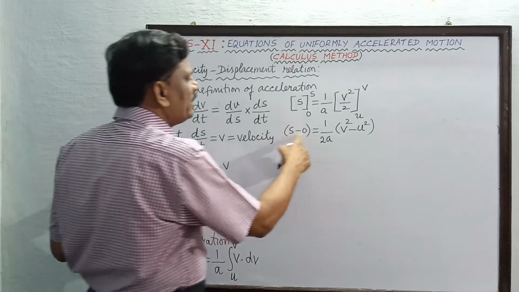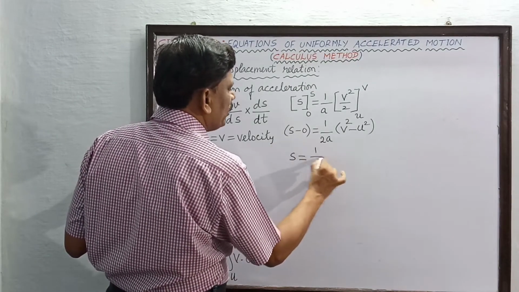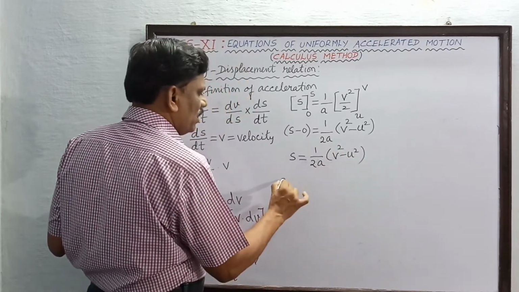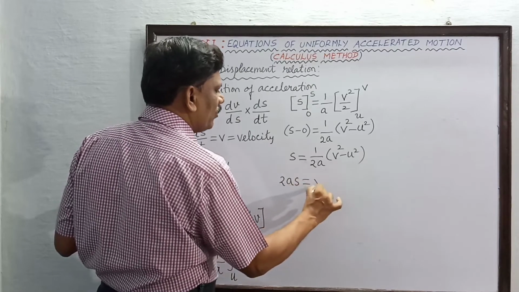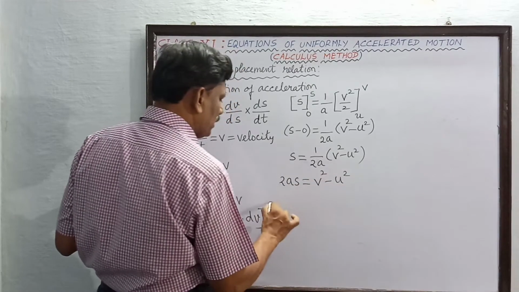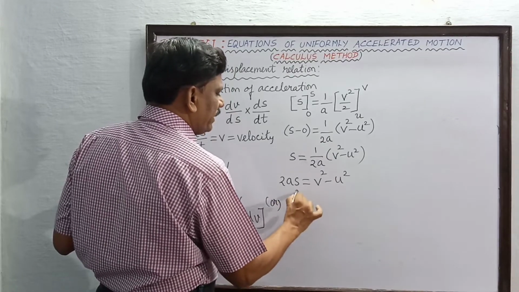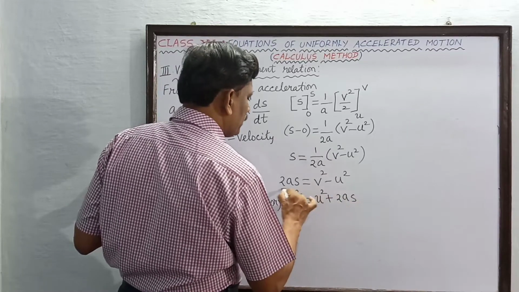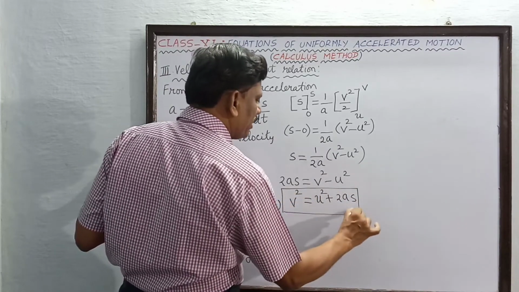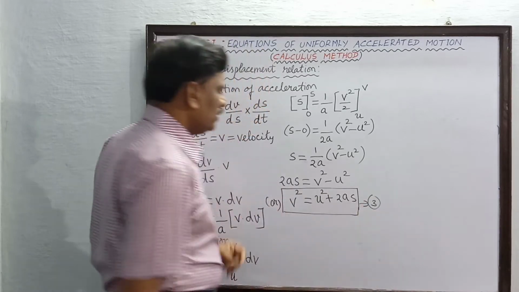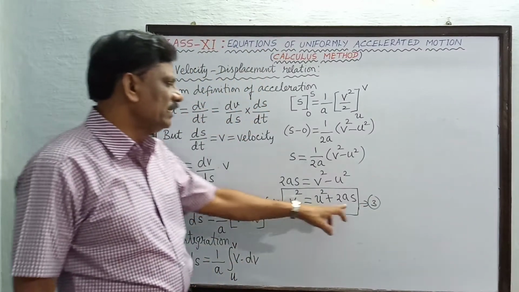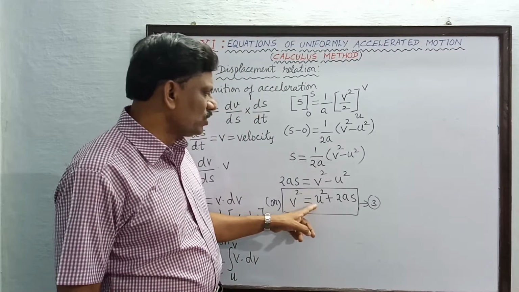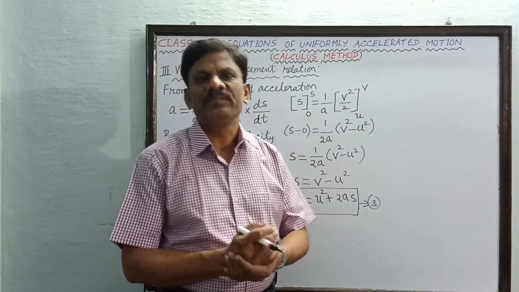So s minus 0 is s. So s is equal to 1 by 2a into v square minus u square, or 2as is equal to v square minus u square, or v square is equal to u square plus 2as. So this is the required equation number 3, which is called the velocity displacement relation. Okay, students, so v square equal to u square plus 2as.